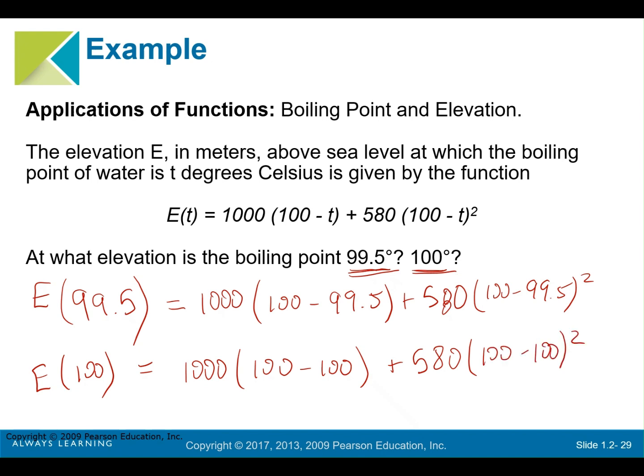Oh, well, 100 minus 100, that's easy to do in our heads. That is just 0. So we get 0 for the second one, which makes sense. At 0 meters above sea level, the boiling point of water is 100 degrees Celsius. Hopefully you remember that from science class. If you don't, not a big deal. But yeah, that is how we actually use functions in real world problems, right? A lot of times it just comes down to plug in the value that you're given.